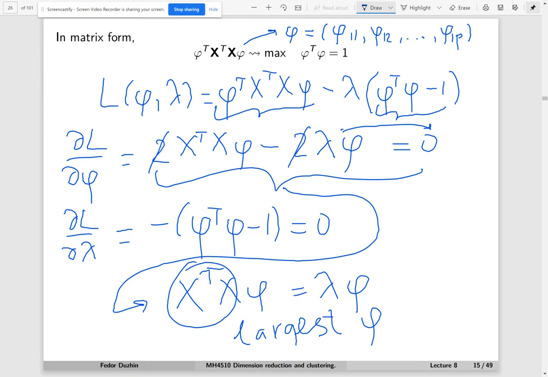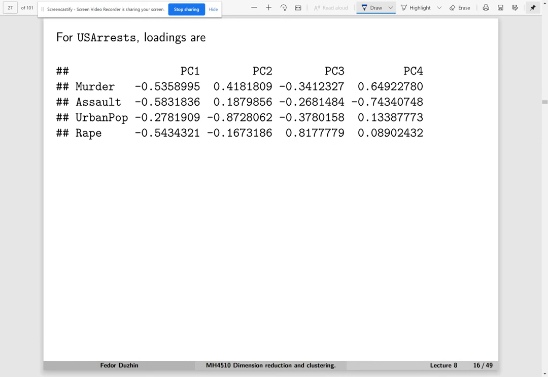But in any case, I don't want to bore you with details. I just wanted to give you some idea of how this works. So let's just look at interpretation. For US arrests, I have computed it, and these are the loadings. So this is my phi matrix. This 4x4 matrix is my phi.